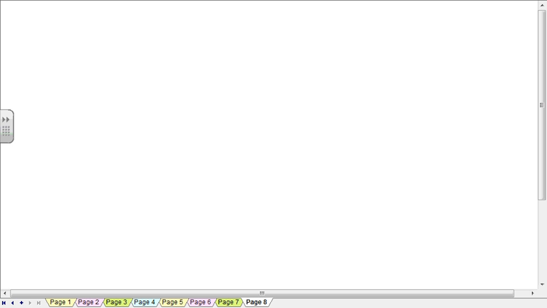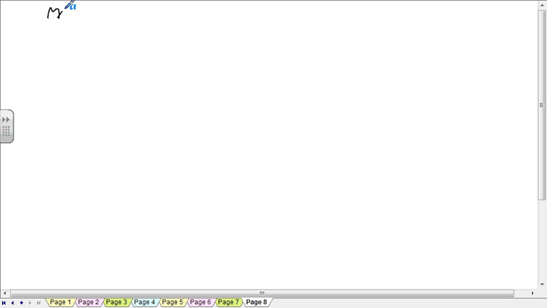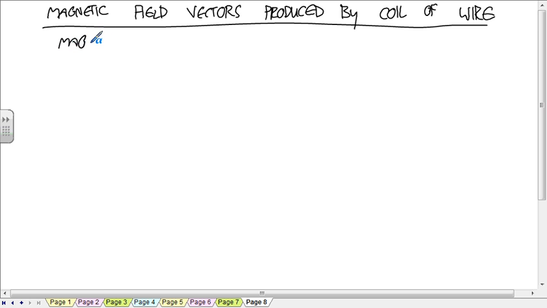All right, so now we can move on to the second application of the right-hand rule in calculating magnetic fields produced by a coil of wire. So magnetic field vectors produced by a coil of wire. Again, we need a magnitude and a direction, and again, the magnitude is going to come from Ampere's law. We're going to use sort of the second version of that.